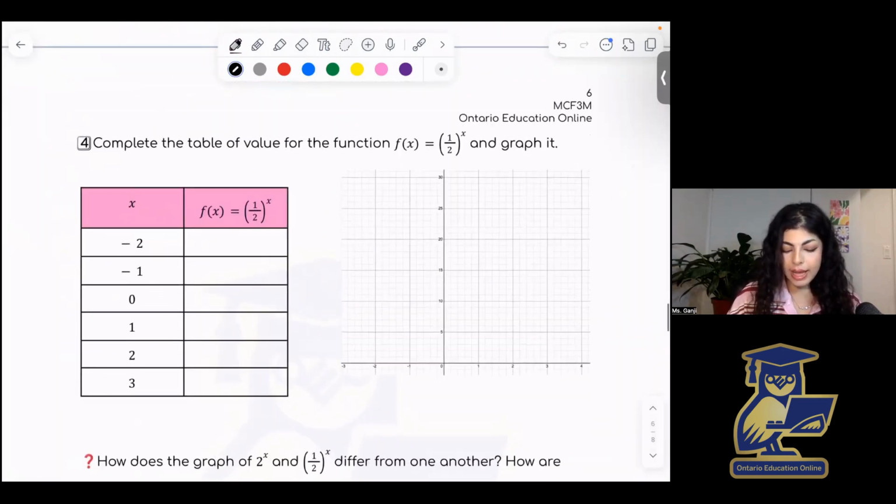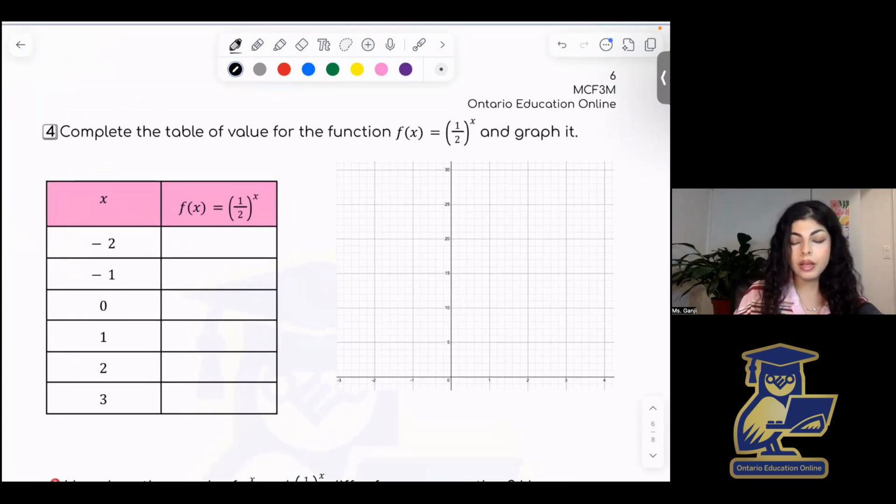And now we're going to try this again for 1 over 2. So if you followed my example for the first one, I highly suggest you try this one now on your own and see what you get.